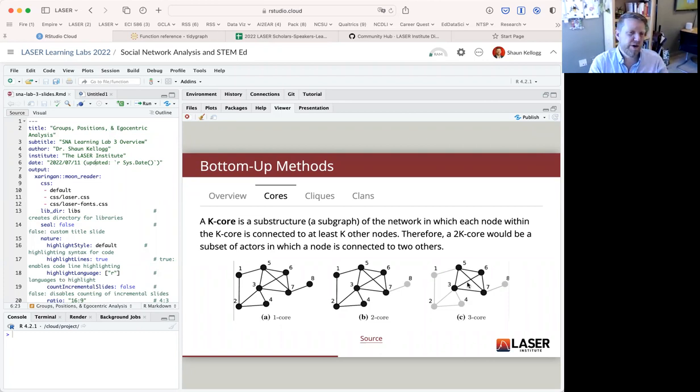Any questions so far, though? I know I'm introducing a lot very quickly, but I just want to give you a sense of when we're looking at groups within a network, how we define those groups, how we say this is a group and this isn't a group.